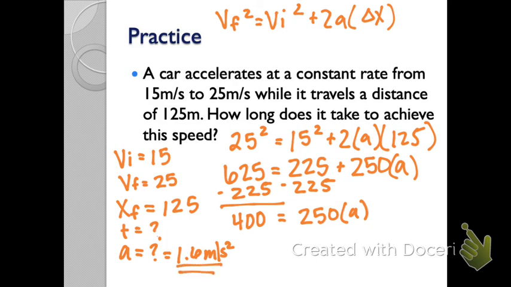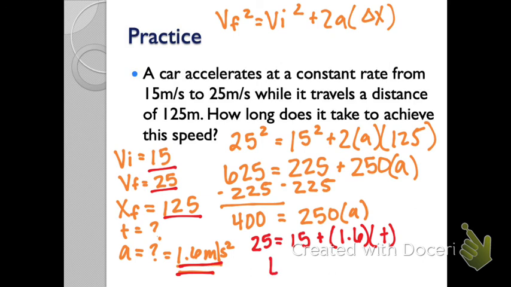So now once I have that information, once I have acceleration, and I've got both velocities, and I've got my displacement, I could really use any of my equations, either the first or the second, to help me solve for time. But which is the simpler equation? The first, right, by far. So I'm going to just use the first equation to help me solve for time. My final velocity is 25. My initial velocity is 15. My acceleration is 1.6. And I'm solving for time. And so that gives me a time equal to 6.25 seconds.